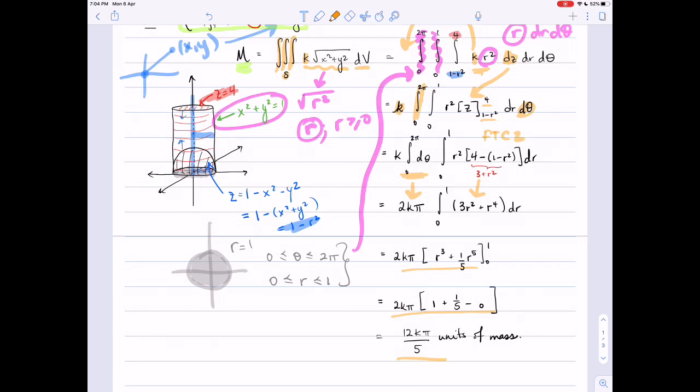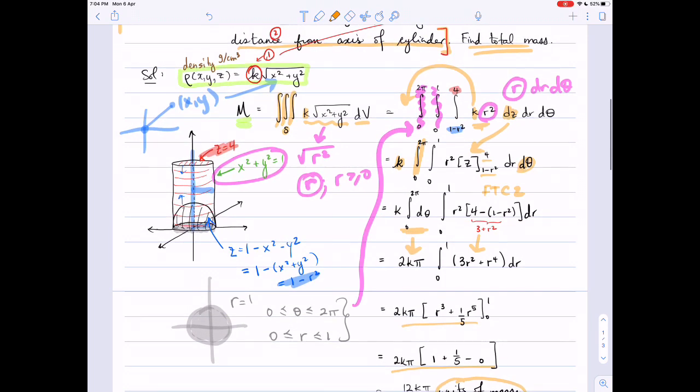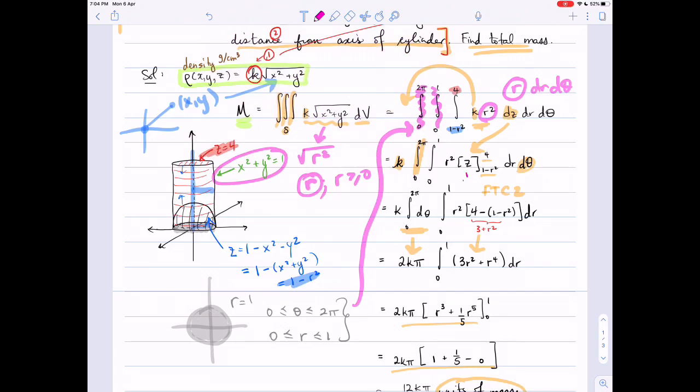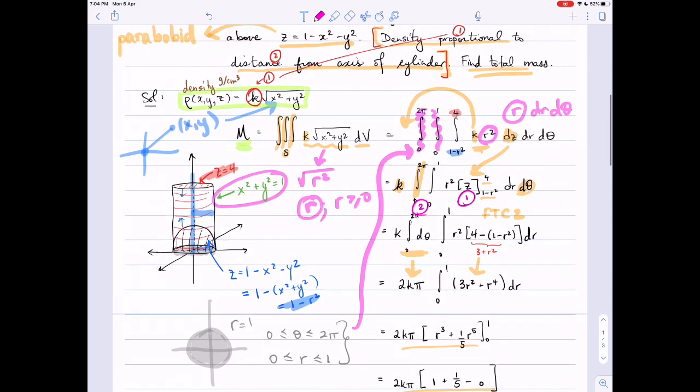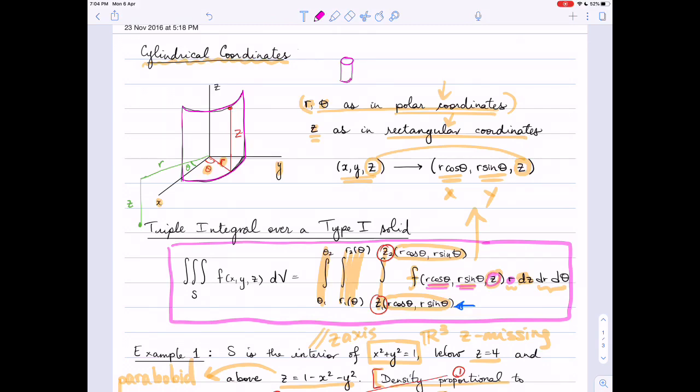I'll let you check the steps here, but the final answer is supposed to be a mass, since the calculation we're doing is giving us the mass of the object. It really is, as a first step, an integral in rectangular coordinates, and second step, a double integral in polar coordinates. Put them together that way and you've got triple integrals in cylindrical coordinates.